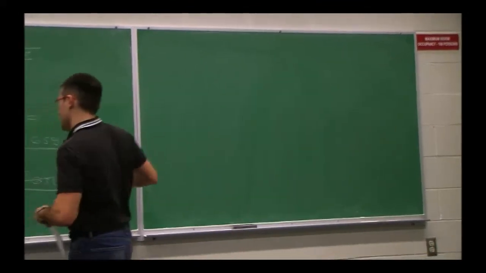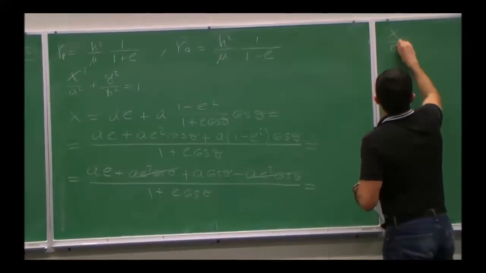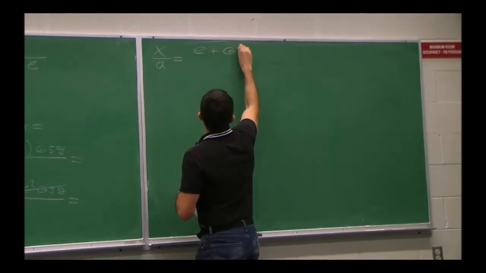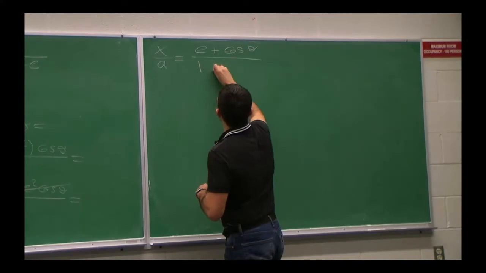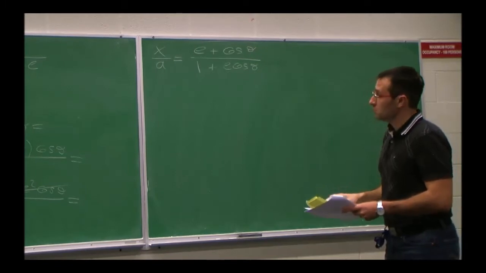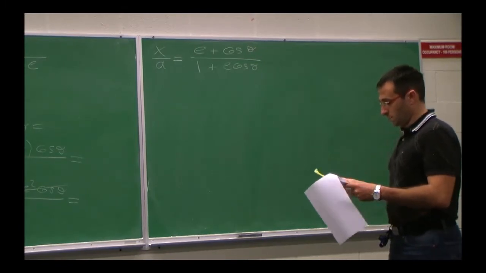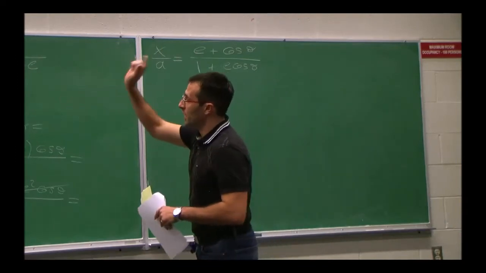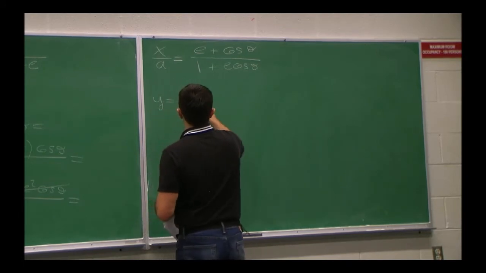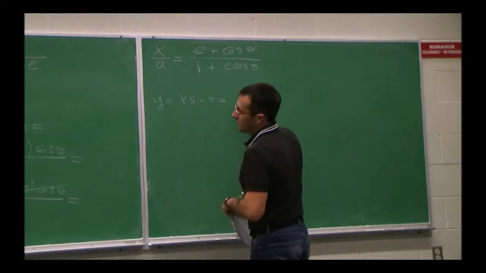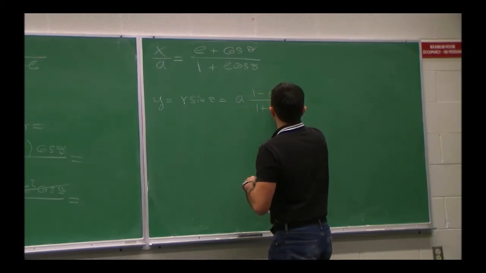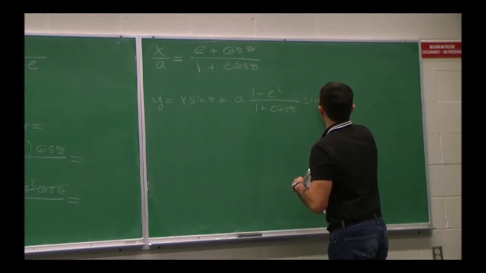This and this. So in other words, I'm going to write x over a is given by e plus cosine of theta over 1 plus e cosine of theta, right? Yep. Okay, that takes care of x over a that I will have to square afterwards. Let's just leave it there. Then y, this is easier. This is r sine of theta, so it's the same r that I've used there, a(1 minus e squared) over 1 plus e cosine of theta, sine of theta.